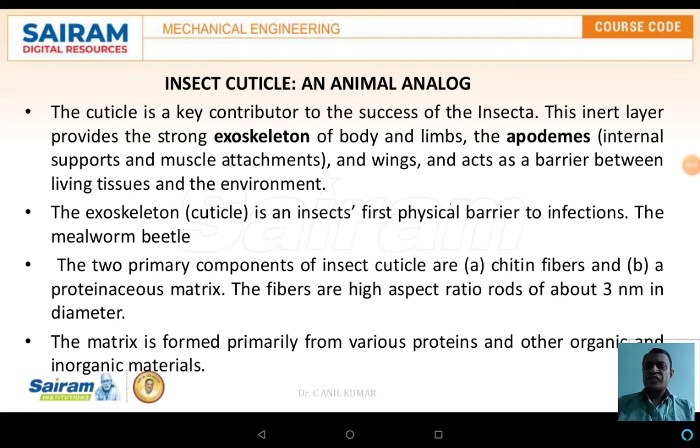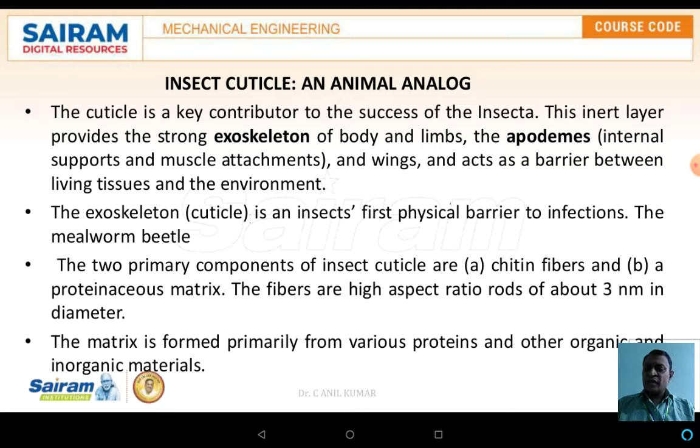Hello everyone. In this session, we will discuss the insect cuticle. In the previous topic, we discussed wood, which is a fiber reinforced organic matrix. Even here, in a living being, especially in the insect, we are taking this as an example and explaining it. A cuticle is a key contributor to the success of the insecta.